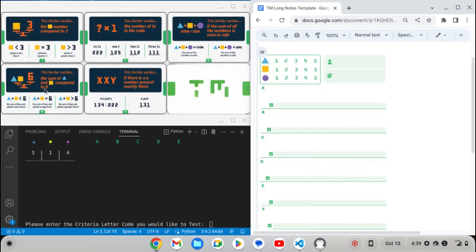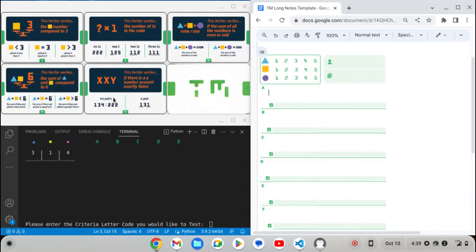Criteria card D takes our first 2 digits, triangle and square, adds them up, and compares it to the number 6. Should the sum be less than 6? Should it be equal to 6? Or should the sum be greater than 6?